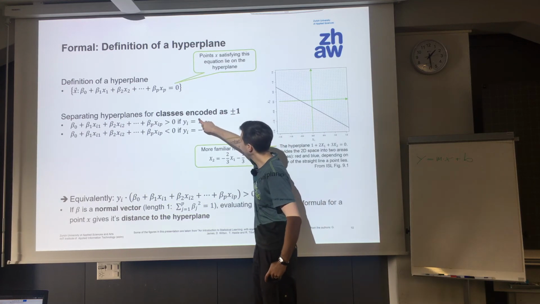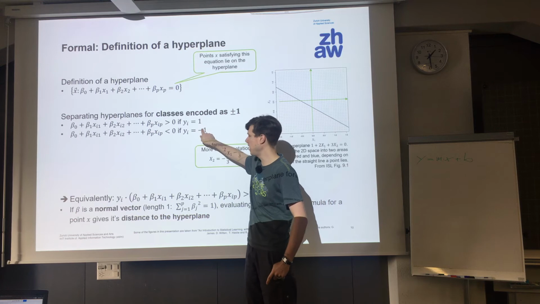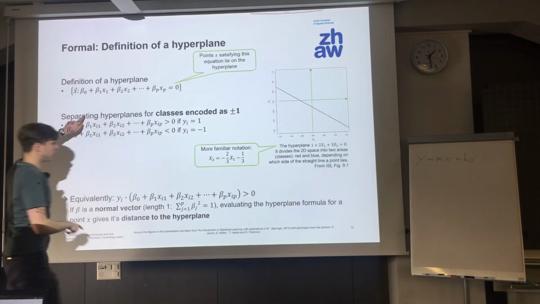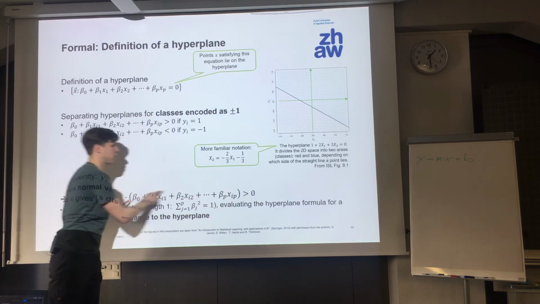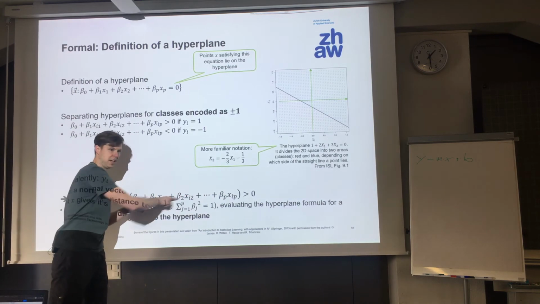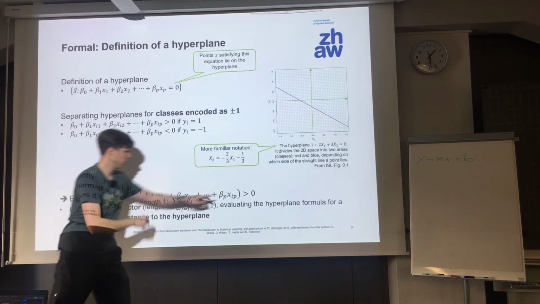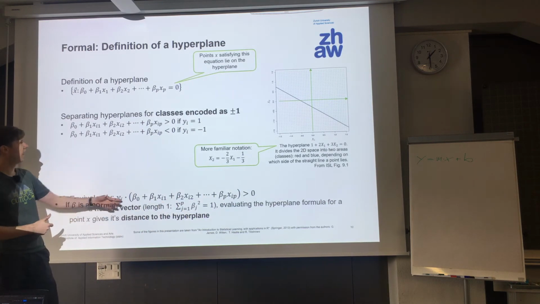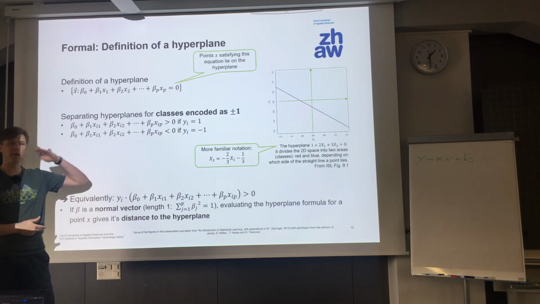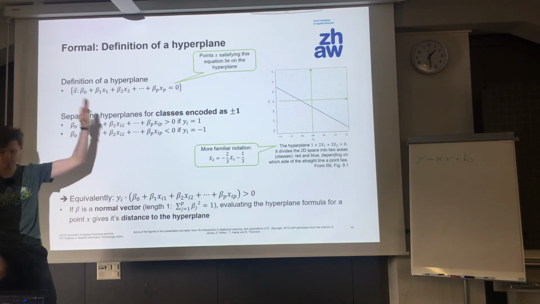Why? Because the label is brought in here into the equation, and we can equivalently write label times the equation of the hyperplane with the x data point inserted. If that thing is greater than 0, we basically have a point that is not on the hyperplane but on either side.